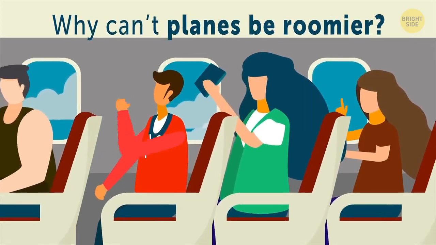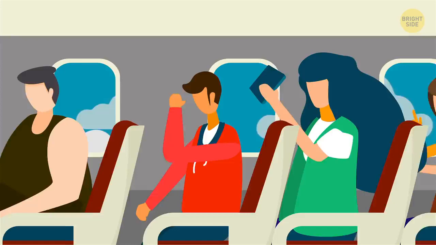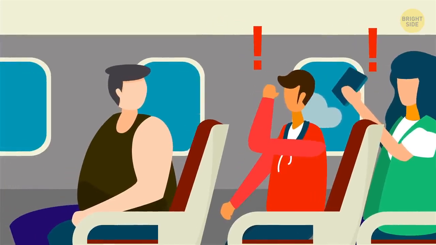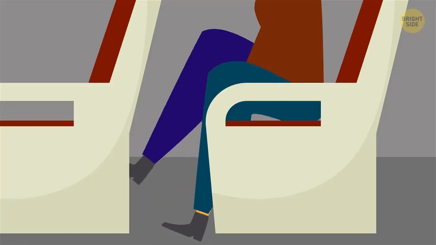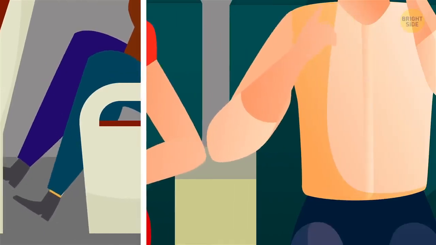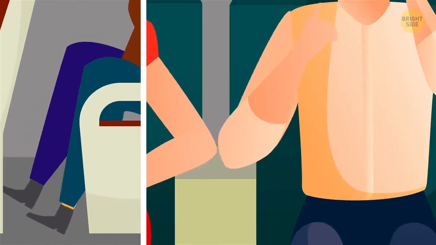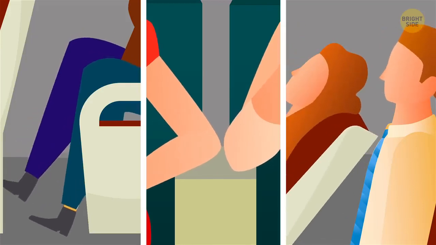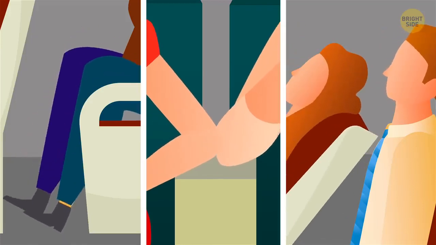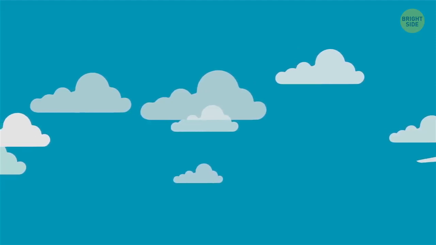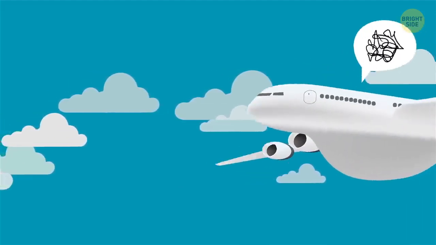Why can't planes be roomier? If you fly economy, you know what I'm talking about. You have pretty much zero legroom. You feel like you're in your neighbor's personal bubble if you put your arm on the armrest. And don't even get me started when the person in front of me lays their seat back. Oh yeah, I love watching movies with the screen right in my face.